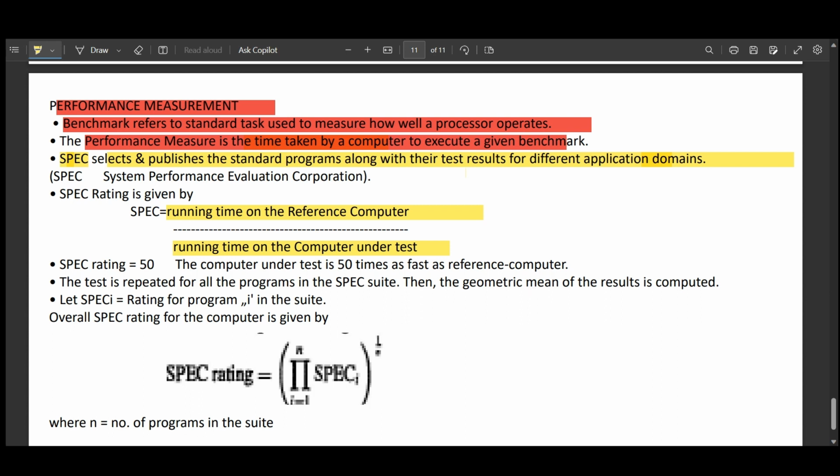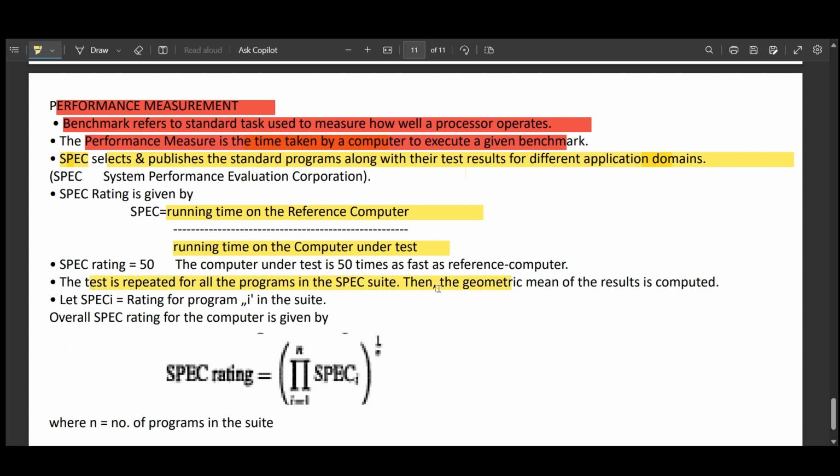Suppose the reference computer takes around 500 milliseconds, and this newly manufactured computer takes 50 milliseconds for some particular application to execute. What will happen is the answer will be 10. So we will say the computer under test is 10 times faster than the reference computer. This is how we calculate the SPEC rating.